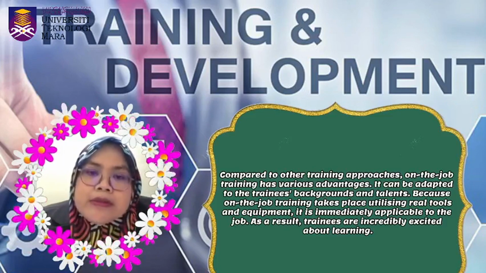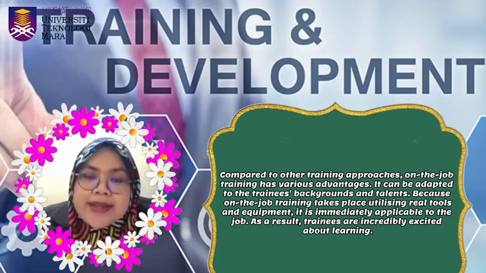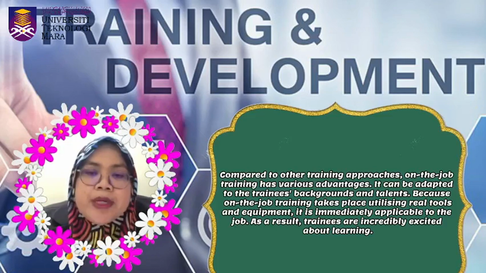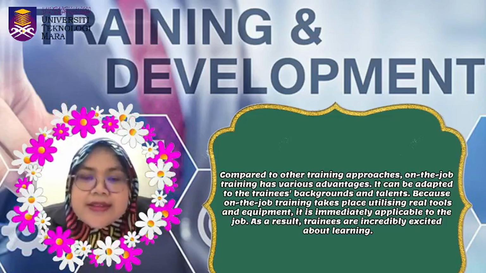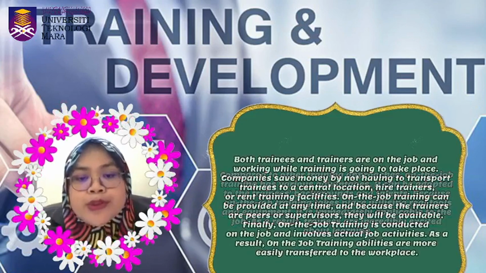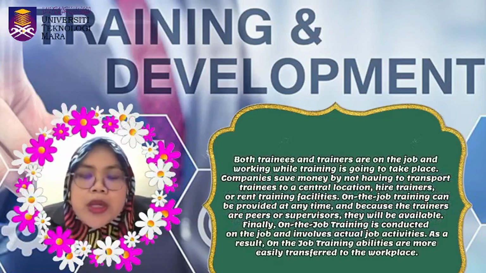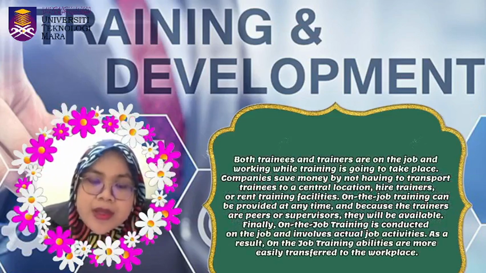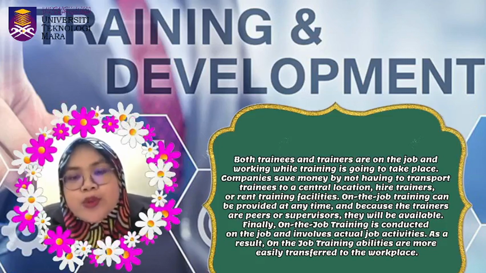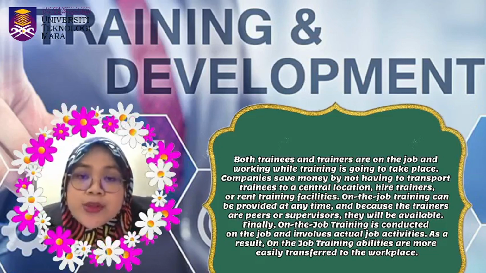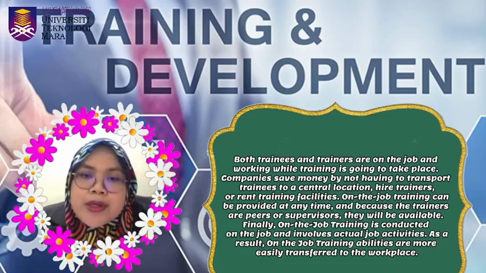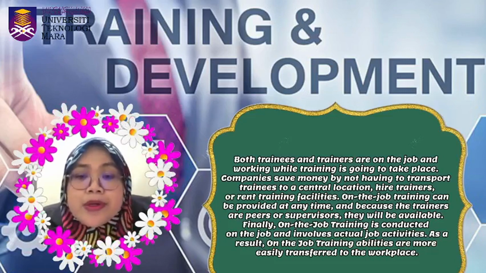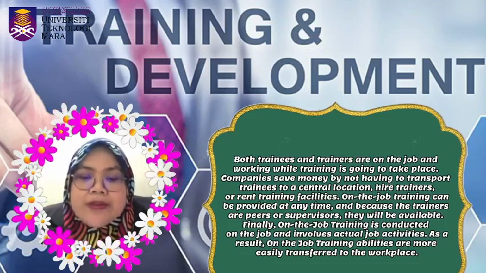Because on-the-job training takes place utilizing real tools and equipment, it is immediately applicable to the job. As a result, trainees are incredibly excited about the learning. Both trainees and trainers are on the job and working while training takes place. Companies save money by not having to transport trainees to central locations, hire trainers or rent training facilities. On-the-job training can be provided at any time and because the trainers are peers or supervisors, they will be available.